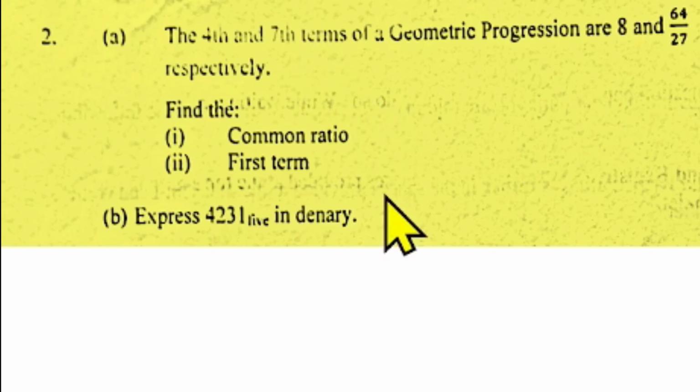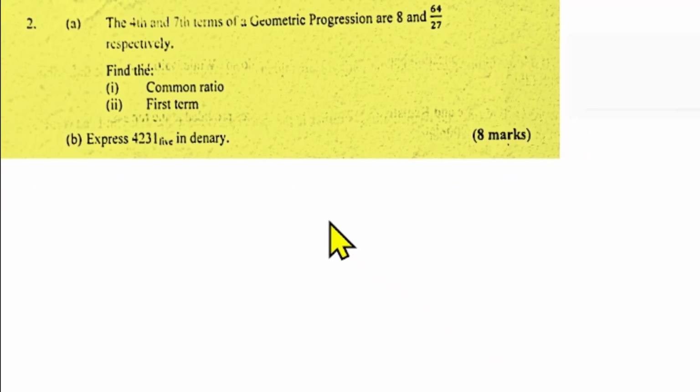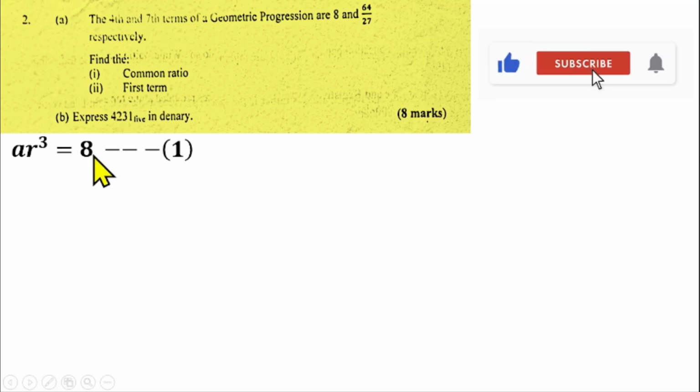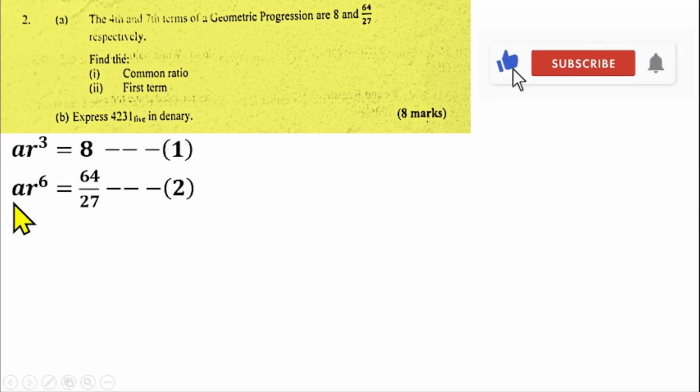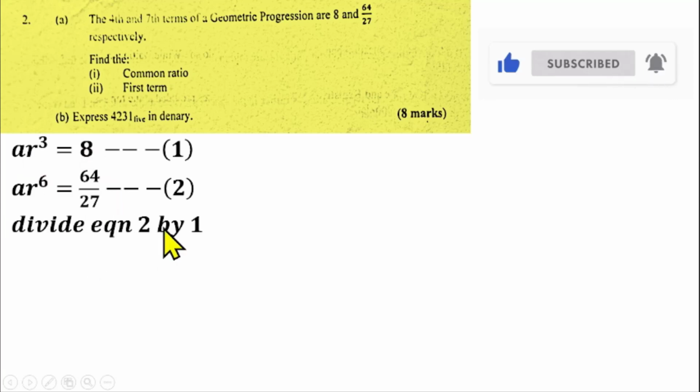And what is the seventh term of a GP? That will be ar raised to power 6, and that will be equal to 64 over 27. So the fourth term, ar cubed equals 8, gives us equation 1. Then the seventh term, ar raised to power 6 equals 64 over 27, is equation 2. From there we can divide equation 2 by equation 1.